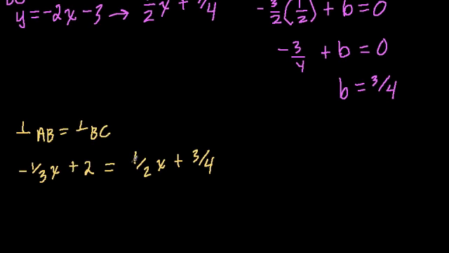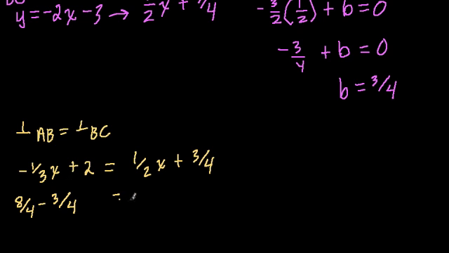Of course, there are many ways to do this. I'll add 1/3 x to both sides and subtract 3/4 from both sides at once. So then I get 2 minus 3/4. What's that? Well, I'll write 2 as 8 over 4, and then minus 3/4. That'll be easier to deal with. 8 over 4 is 2.